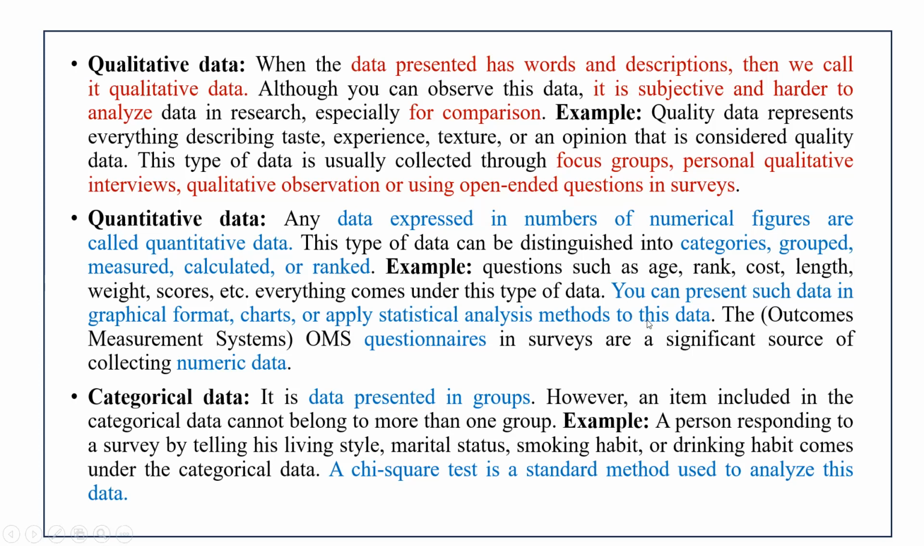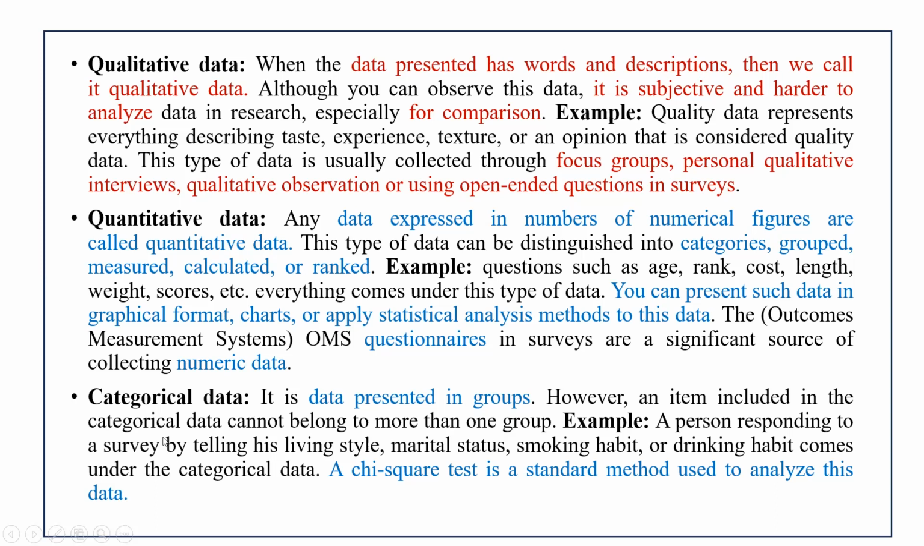Then quantitative data. This is data which is always expressed in numerical figures, which you can categorize into groups, categories, measures, calculations, or rankings. We have seen examples of this. Questions such as age, rank, cost, length, weights, scores all come under this type of data. You can present such data in graphical format, charts, or apply different statistical methods to it. So quantitative data is the best data which can give you more correct and significant results. Outcome measurement systems, that is questionnaires or surveys, can also be used to collect this type of data.